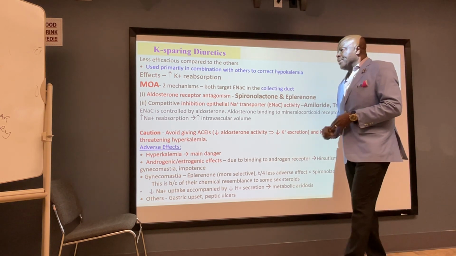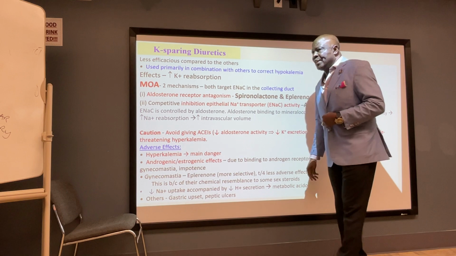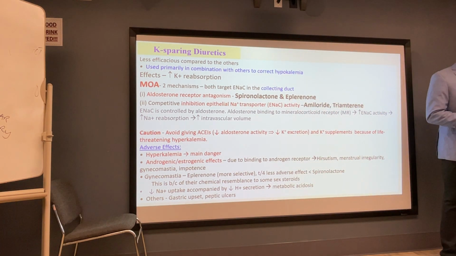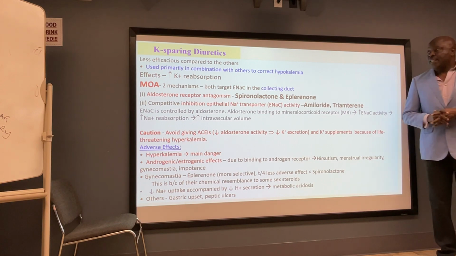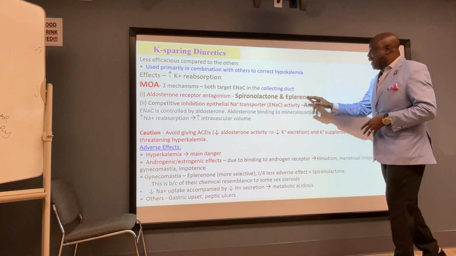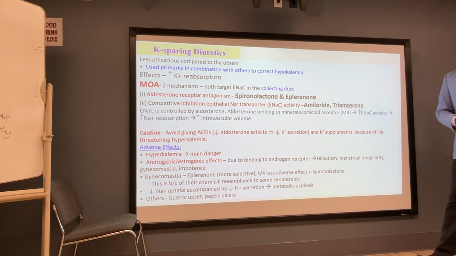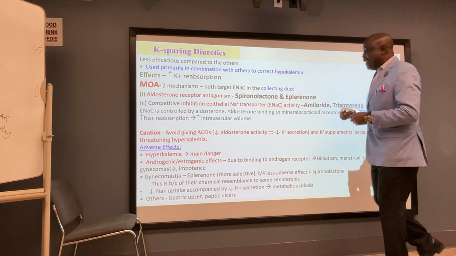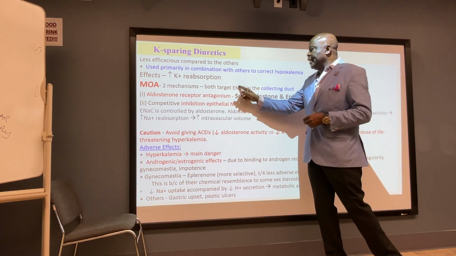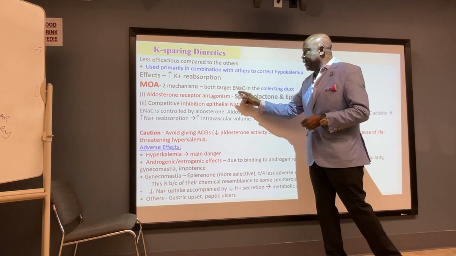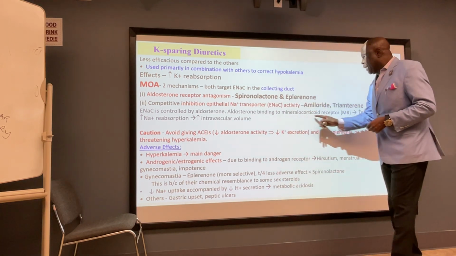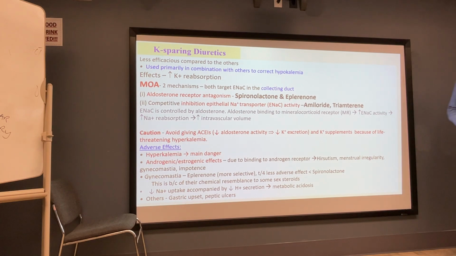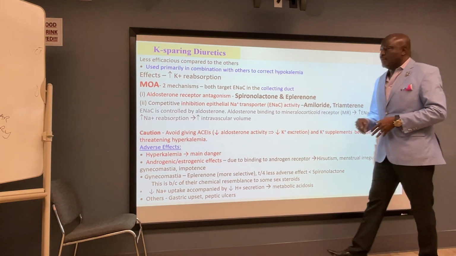So the first mechanism is to antagonize the aldosterone receptor. And the two drugs that we know that are aldosterone receptor antagonists are spironolactone and eplerenone. Then the next one are those that competitively inhibit the activity of this channel itself directly. And what are the examples? Amiloride and triamterene.